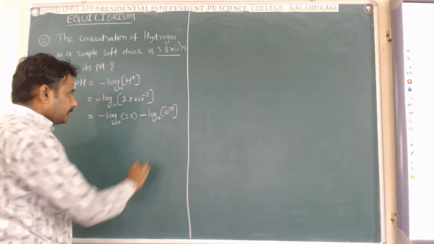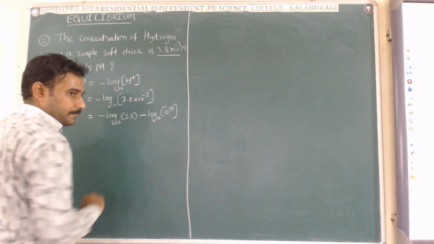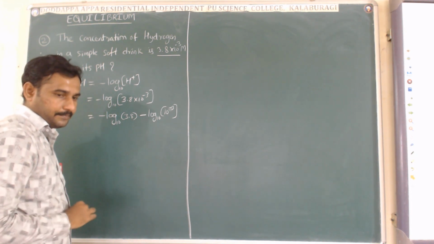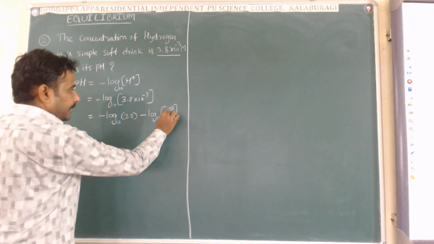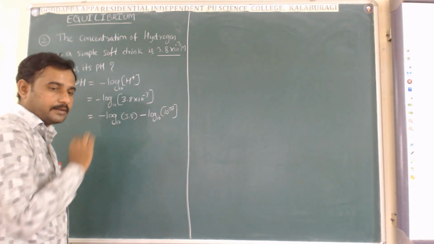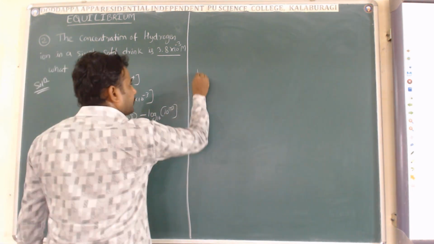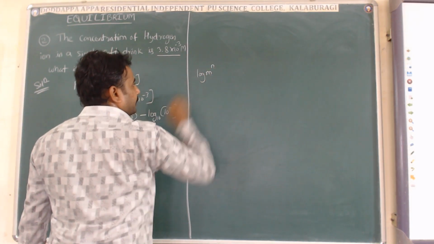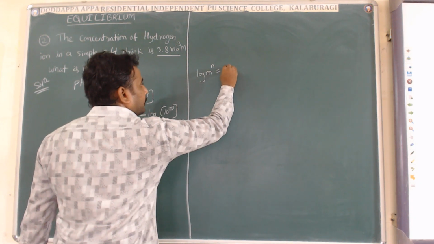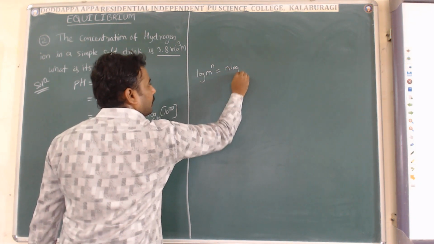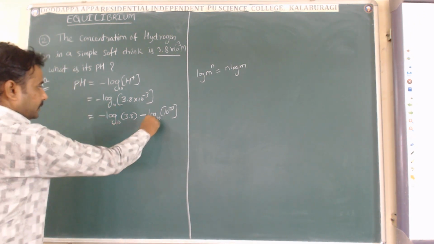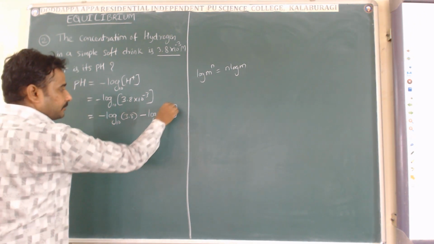Also, log of 10 raised to minus 3 looks like log of A raised to B. What is log A raised to B? It is B log A. Log m raised to n, how do we write it? It is n log m. Like that we write it here.